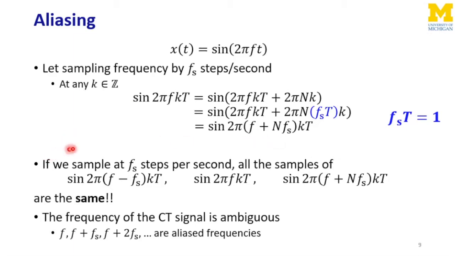So there are a bunch of frequencies which produce exactly the same samples. If we sample at f sub s steps per second, all the samples of these harmonics are going to be exactly the same. So if you recorded the samples, the frequency of the continuous time signal is ambiguous. What I'm saying is that f or f plus f sub s or f plus 2 f sub s could be the frequency of the signal that you just recorded. And these frequencies are called aliased frequencies.